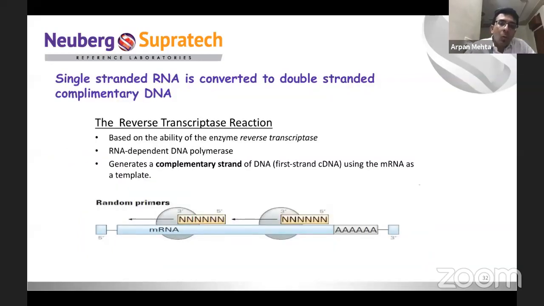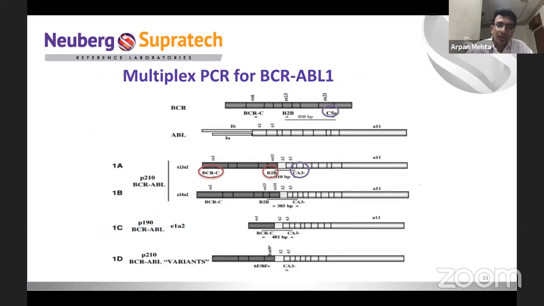So here we did a single strand RNA extraction and then converted it into double stranded complementary DNA. And then we performed multiplex PCR for BCR-ABL1. So this is one type of design. You can have your own design. So this is the BCR gene, this is the ABL gene, and these are different types of transcripts that we see in CML.